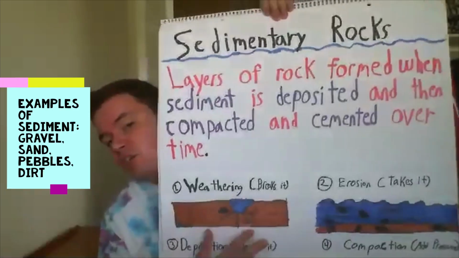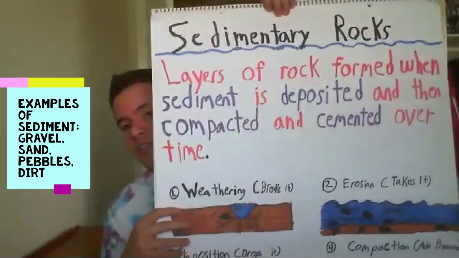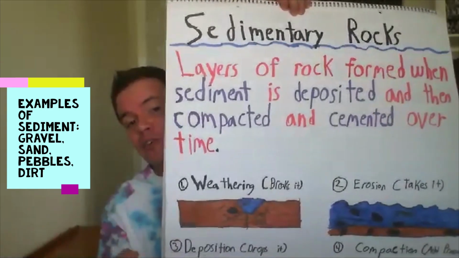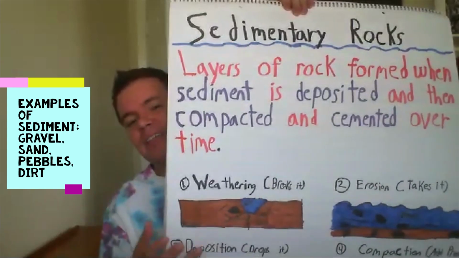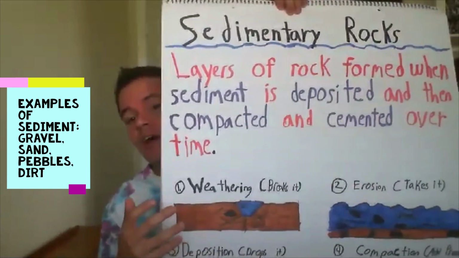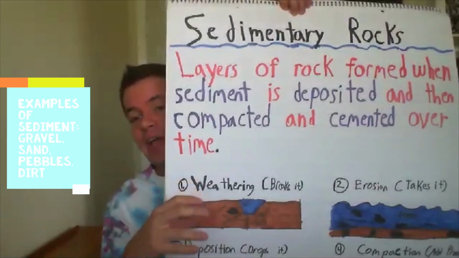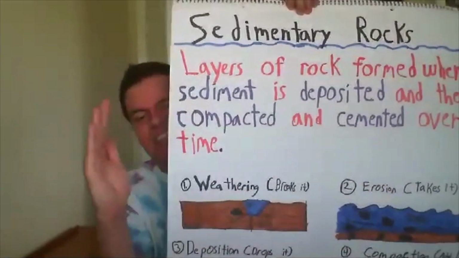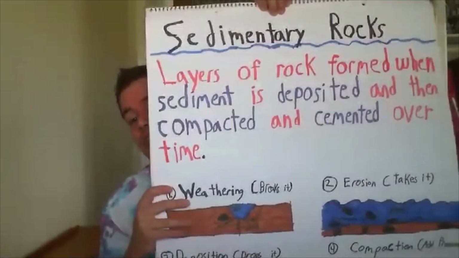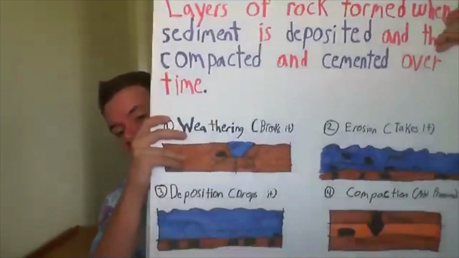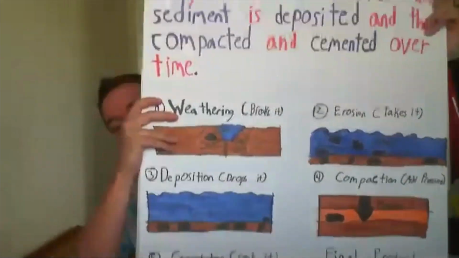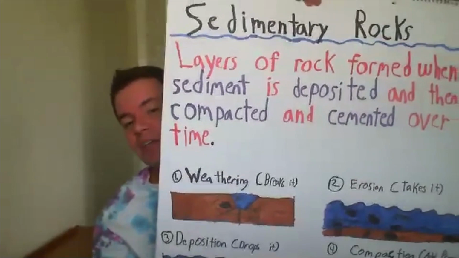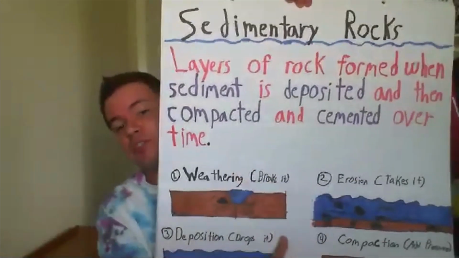So, sedimentary rocks are rocks that are formed when sediment, so gravel, pebbles, sand, dirt, smaller rocks, are deposited and compacted and cemented over time. So, in order for sedimentary rocks to be formed, they have to go through a 5-step process, which is what we're going to be going a little bit more in depth in this lesson, and that's what your assignment's going to be on.